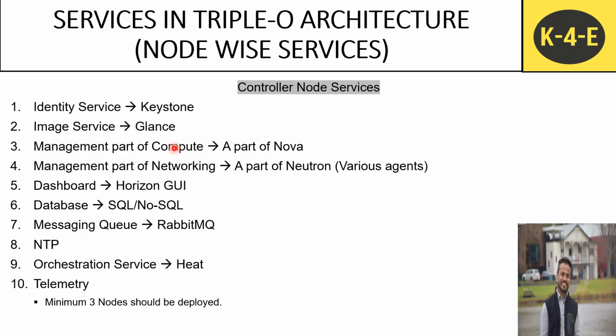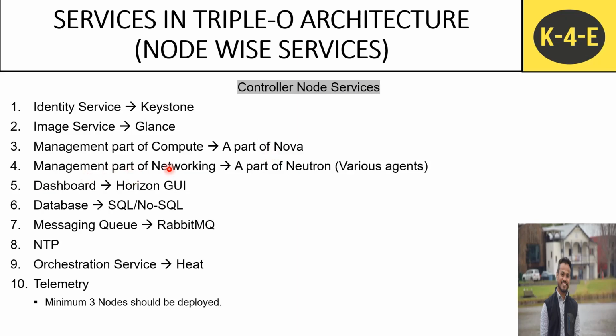Then you have compute. I explained that there is a Nova service in OpenStack which is responsible for managing or launching your instances. That Nova is not fully running in your controller, because the controller only controls, it doesn't launch any instance. Therefore you don't find the complete Nova service in the controller. Rather you have a part of the management layer of Nova. Nova has different agents. One of the agents might be running in your controller, and the rest of the important agents run in your actual compute node.